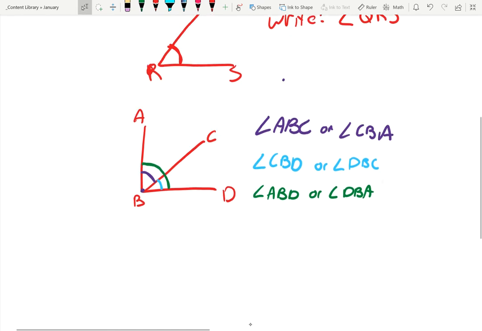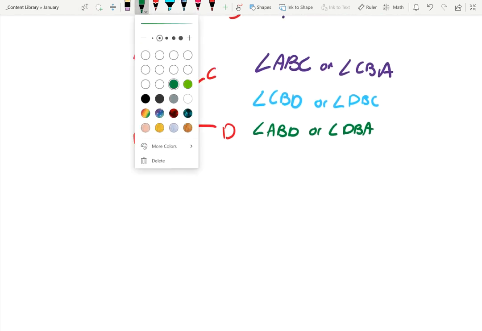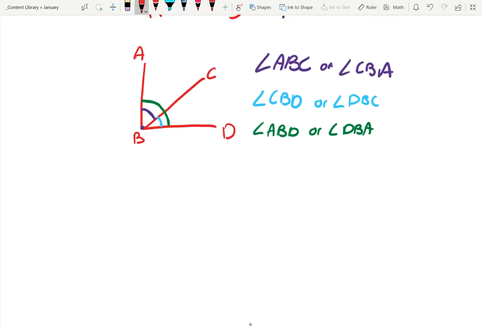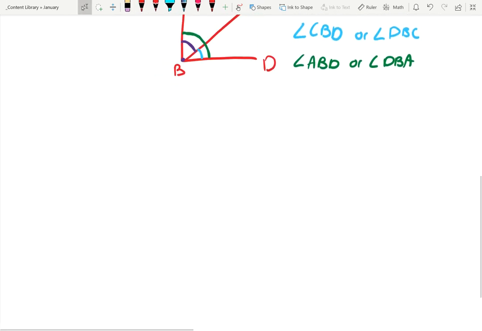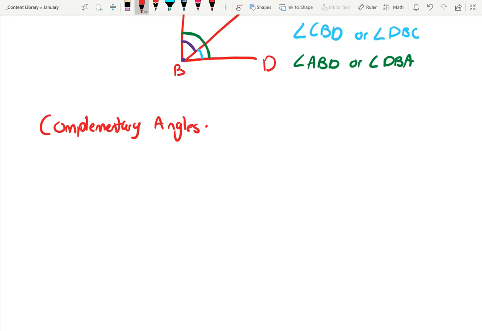All right. So next up, we are going to discuss the 2 types of angles that we'll see: complementary and supplementary angles. We'll start with complementary angles, and also supplementary angles.